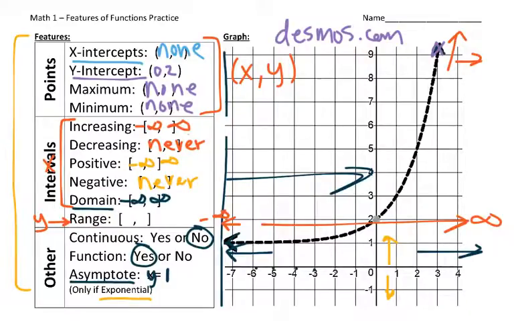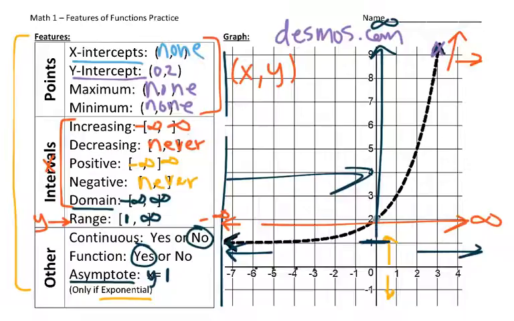Then the range. The range is never going to go below 1. That's our lowest point. So we can put a 1 here as kind of our boundary. But it's going to keep going up and up until we get to positive infinity. So it would go from 1 to positive infinity. Okay? So there's our first one.